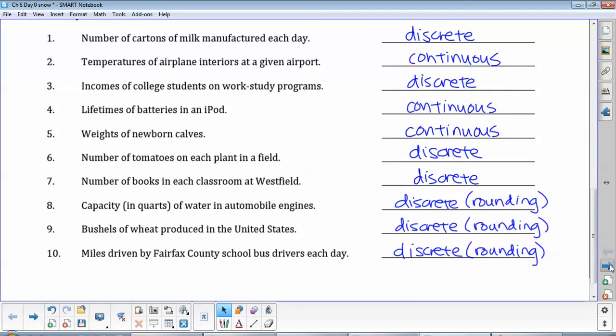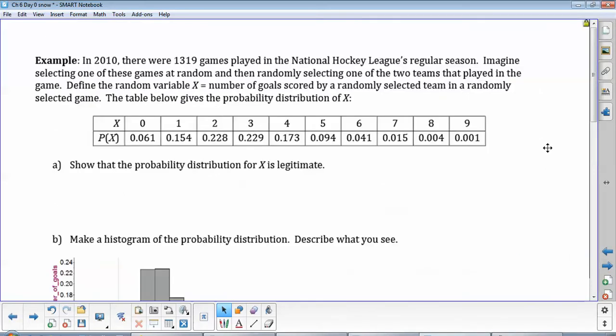In the 2010 season, there were a whole bunch of games played by the NHL, and this right here is going to be a probability distribution. We're defining the random variable X to be the number of goals scored by a randomly selected team in a randomly selected game. So here we have a probability distribution. Go ahead and put these into your calculator. You can pause the video if you need to, and put these numbers into your L1 and your L2 in the calculator, and you'll see why in just a minute.